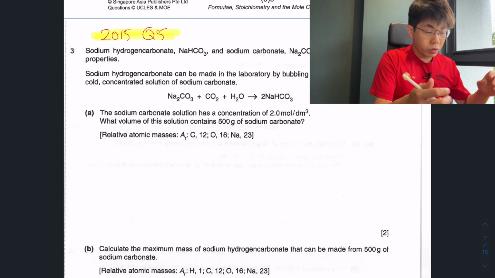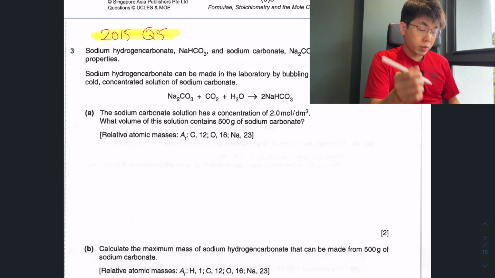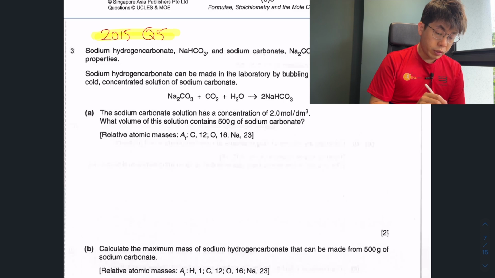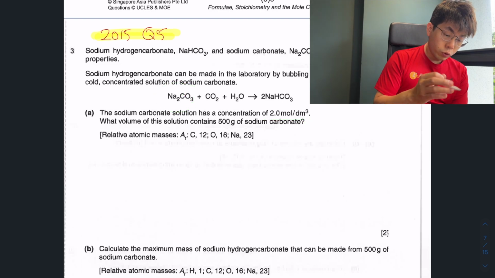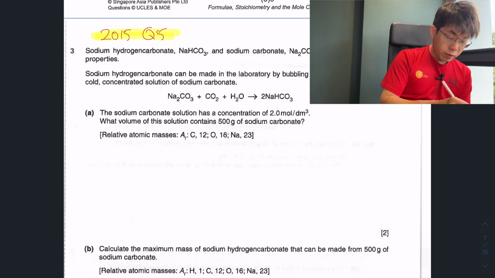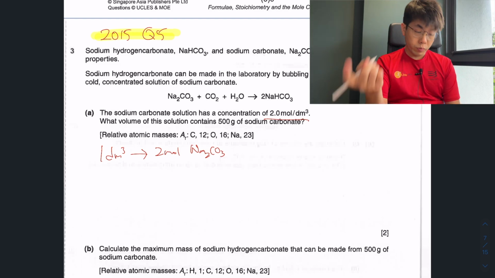Okay, so sodium hydrogen carbonate over here, and sodium carbonate have similar chemical properties. Sodium hydrogen carbonate can be made, so that means it's a product, by bubbling carbon dioxide into sodium carbonate. The sodium carbonate solution over here has a concentration of 2 moles per dm cube. So 2 moles per dm cube means that in 1 dm cube of solution, there are 2 moles of sodium carbonate. That is what 2 moles per dm cube means.